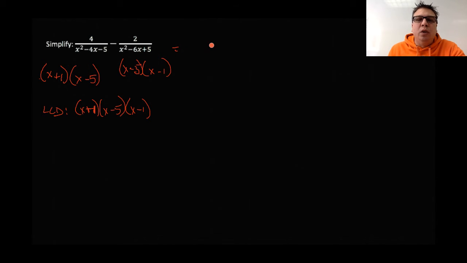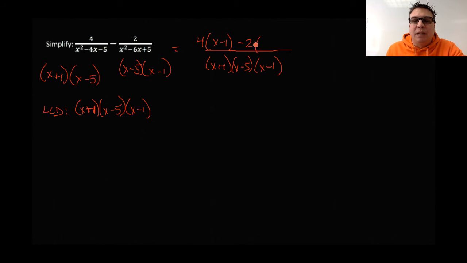So my new denominator, my LCD, is x plus 1, x minus 5, x minus 1. On this first one, I've got the 4. And then the factor that was missing is the x minus 1. So that's the one that I need to introduce. Minus 2 times the factor that's missing from here that is in my LCD, which is the x plus 1.